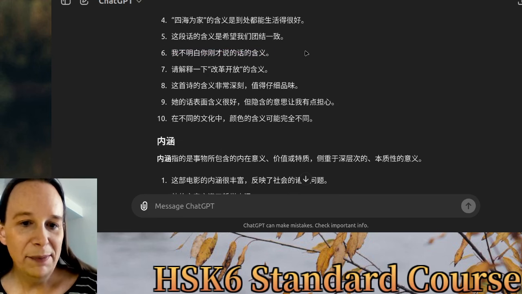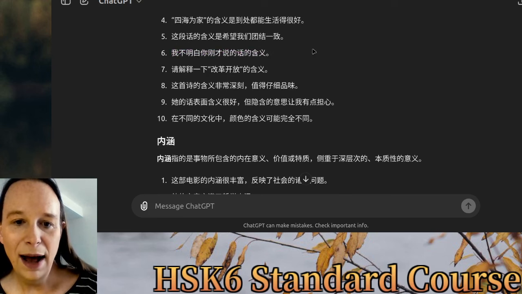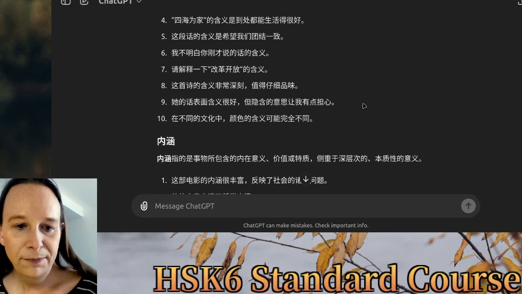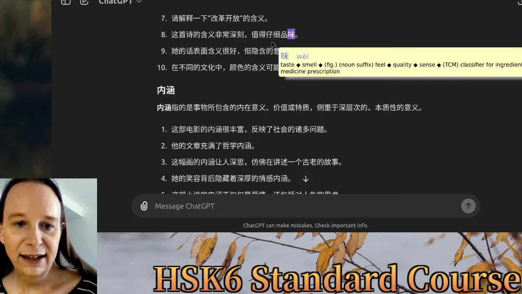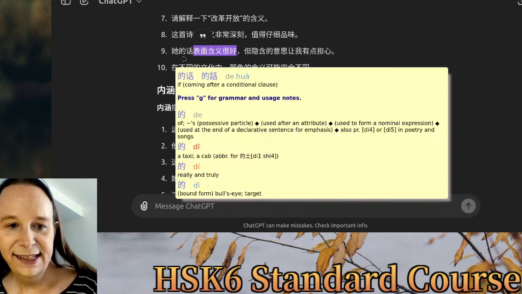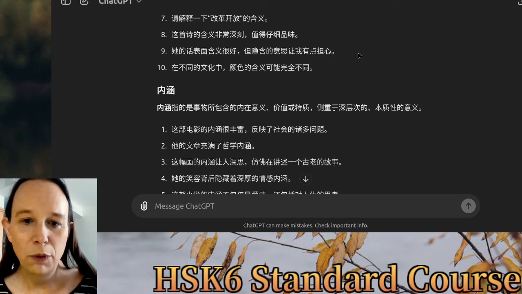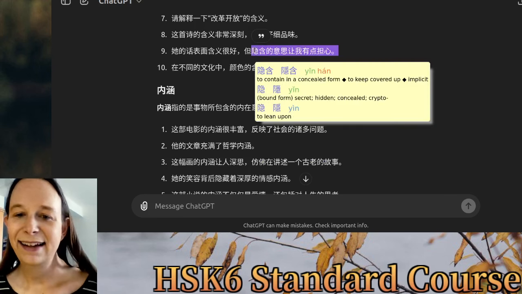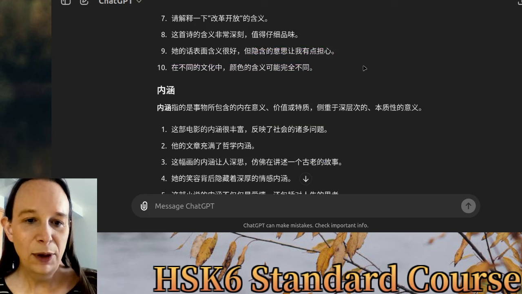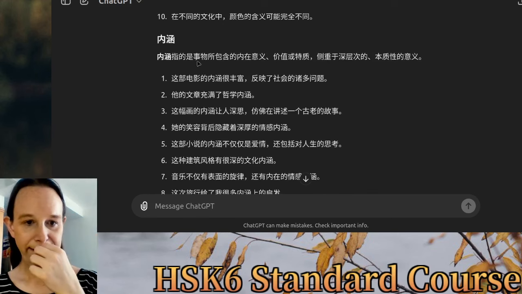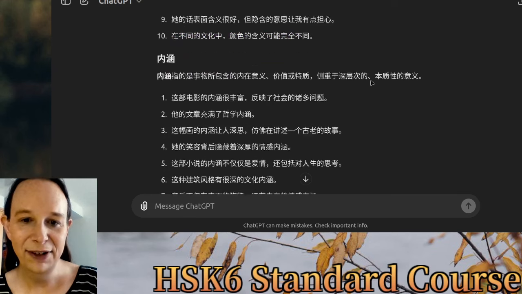这段话的含义是希望我们团结一致. 我不明白你刚才说的话的含义. 请解释一下改革开放的含义. 这首诗的含义非常深刻, 值得仔细品味. 它的话表面含义很好. So what she says on the surface is very good, 但隐含的意思上, 我有点担心, but I'm a bit worried about its implicit meaning. 在不同的文化中, 颜色的含义可能完全不同. Right. So in different cultures, colors have different meanings.